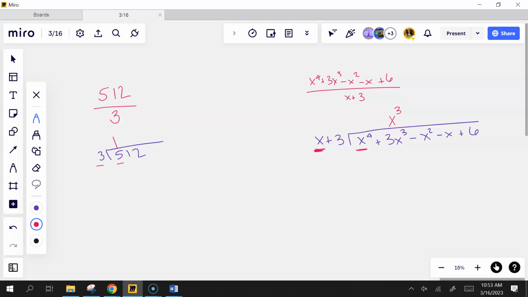I want to keep my columns, think about it like this. Anything that has a power of 4, I'm going to put in the first column. Anything with a power of 3 in the second column, and so on. It just helps to keep my work nice, neat, and organized, and that'll help me.